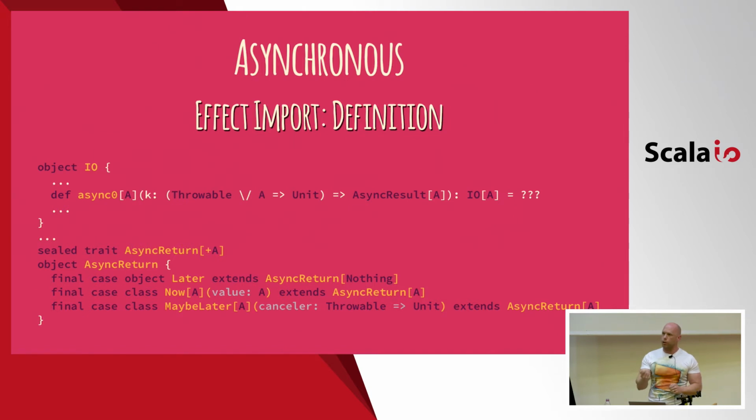But you can also return a different constructor in that sum type called now. And that represents the act of computing a value right now and not later. In this case, the handler is going to ignore the callback. It's going to immediately return the value.